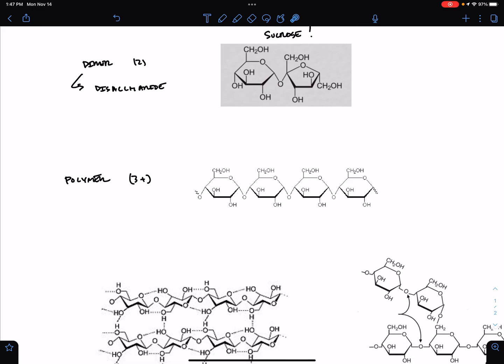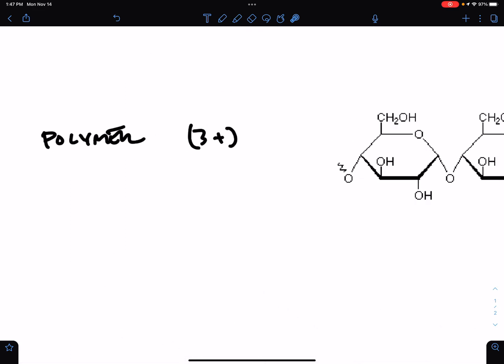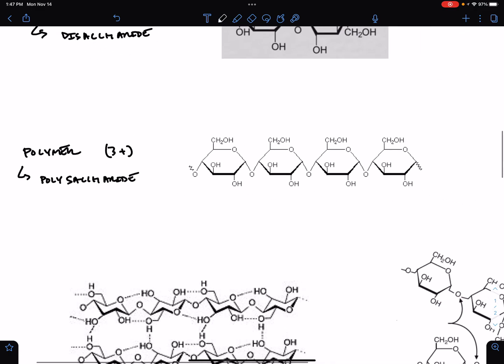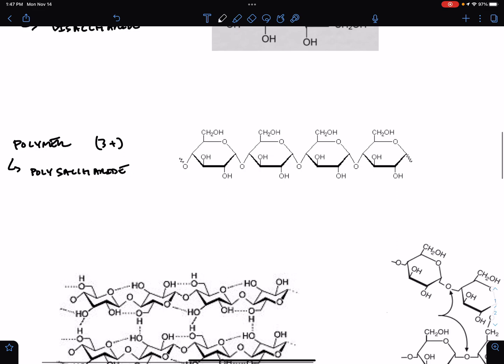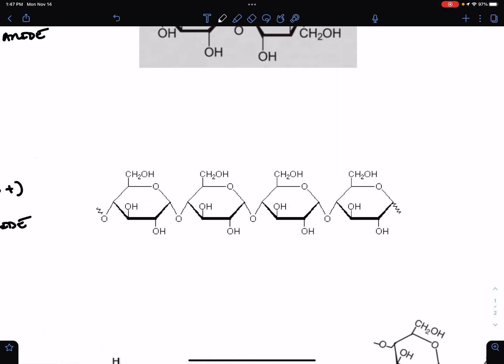Okay, and moving on down, our polymer of carbohydrate is called, you guessed it, a polysaccharide. We have three important examples of polysaccharides, which are all polymers of glucose. The first is starch. Starch is how plants store carbohydrate energy.